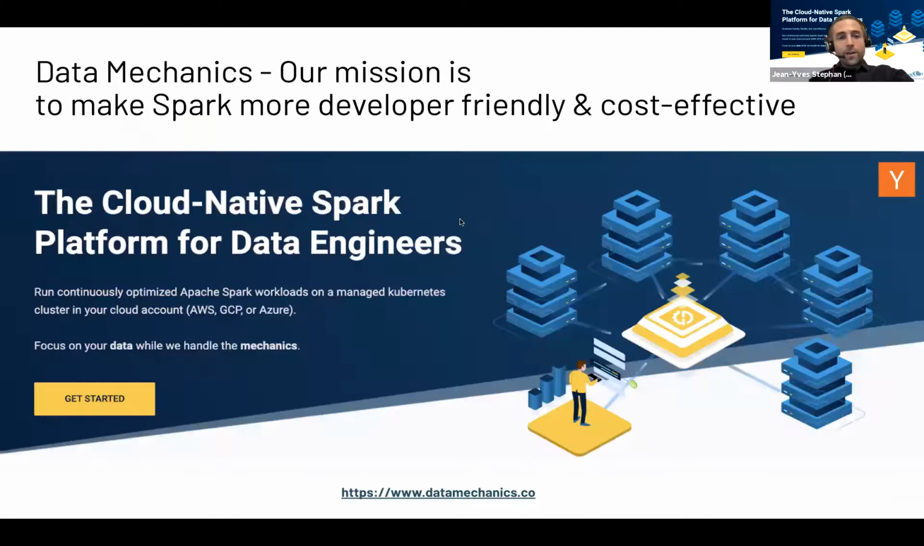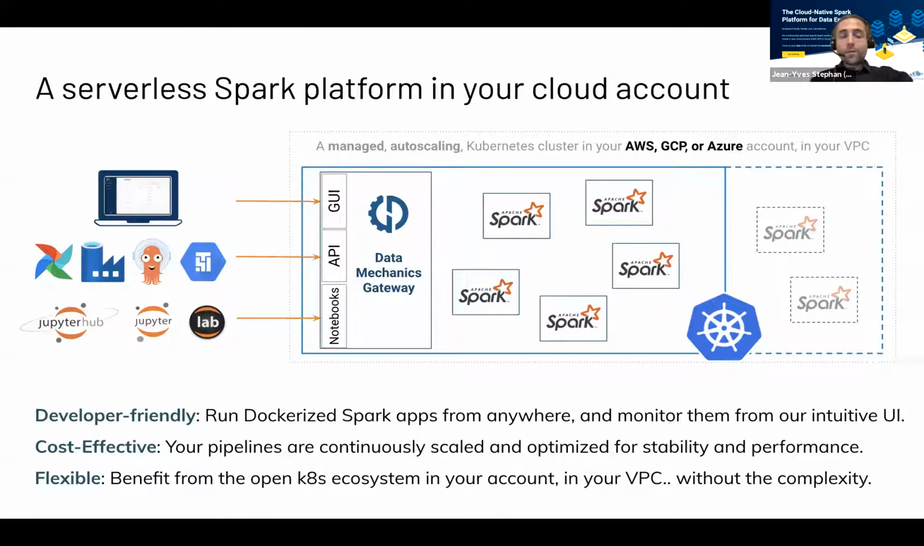A quick word about our company, Data Mechanics. At a high level, our mission is to make Spark a lot more developer-friendly and cost-effective. So when we work with customers, we deploy Spark on top of a managed Kubernetes cluster in their cloud account. So we're available on Amazon, GCP, and Azure. So pretty much an alternative to EMR, Dataproc, Databricks. Even though the rest of the talk will not be talking too much about it, just if you wonder, this is what it looks like at a high level.